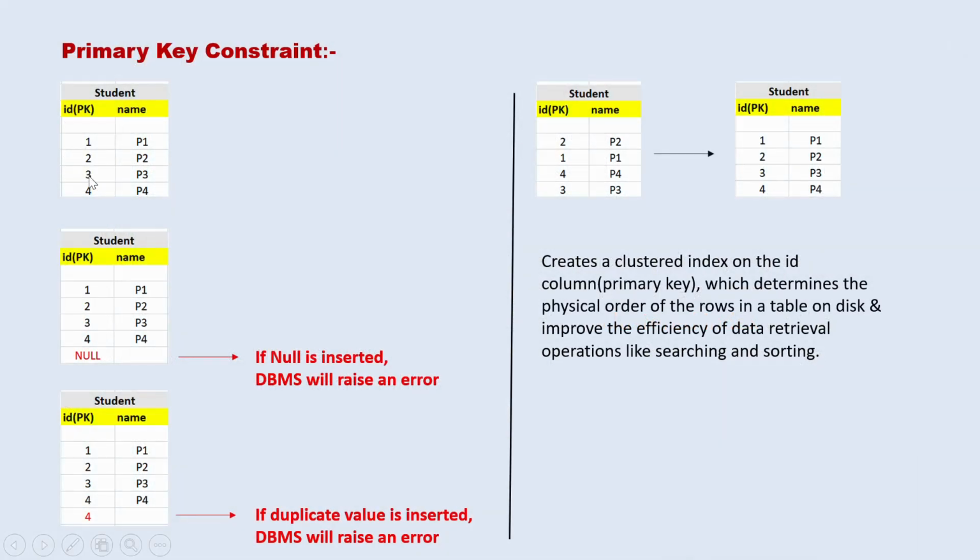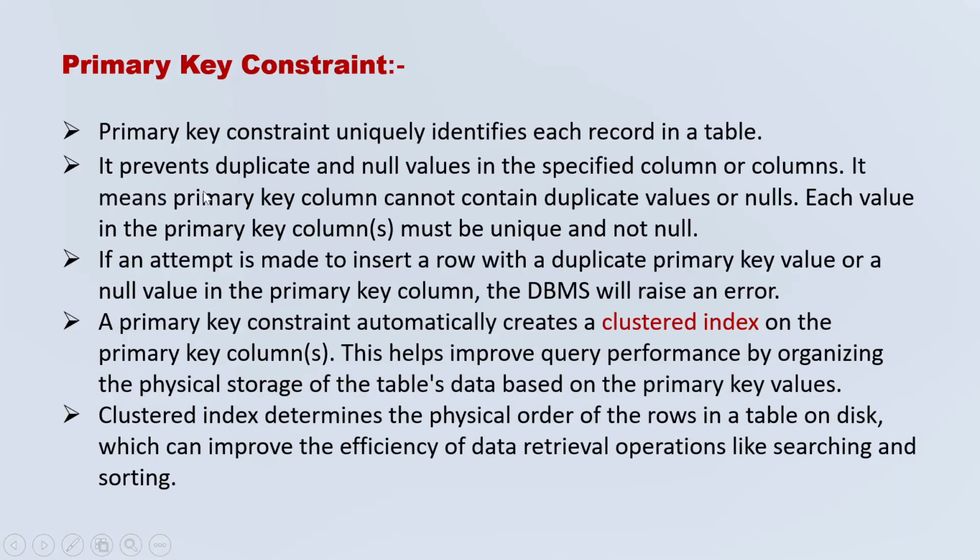Here every value is unique, right? If you refer to this second table, we are trying to insert a null value in the fifth row, assuming ID is the primary key of this table. If you try to insert this row with ID value as null, the DBMS will throw an error. Similarly, if you try to insert a duplicate row, like in this third table, where we already have ID value 4 and we are trying to reinsert it, again the DBMS will raise an error. So this was the meaning of the second line.